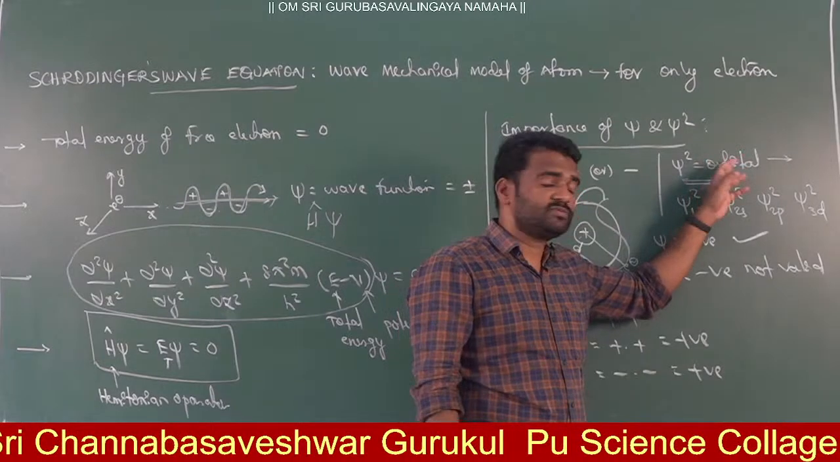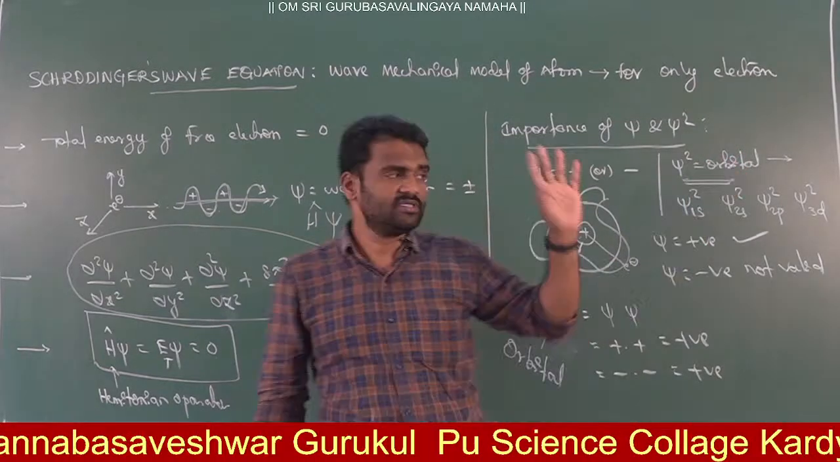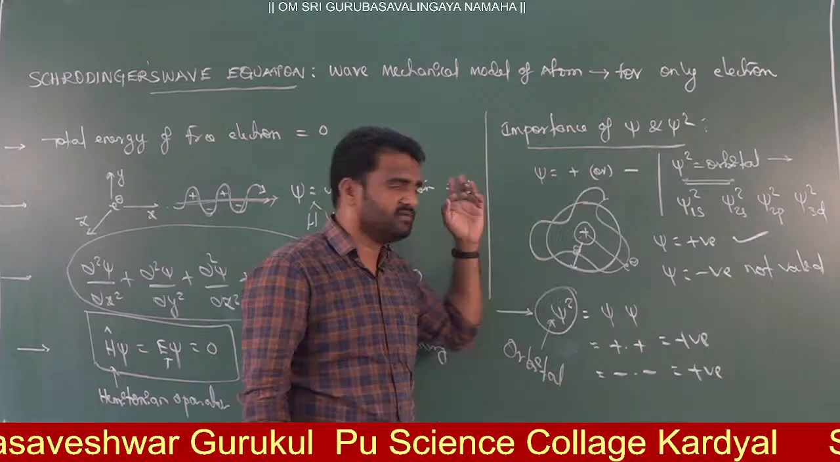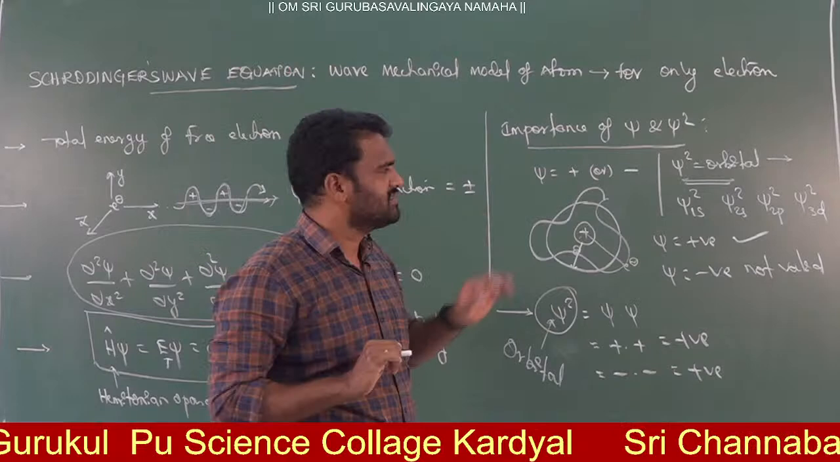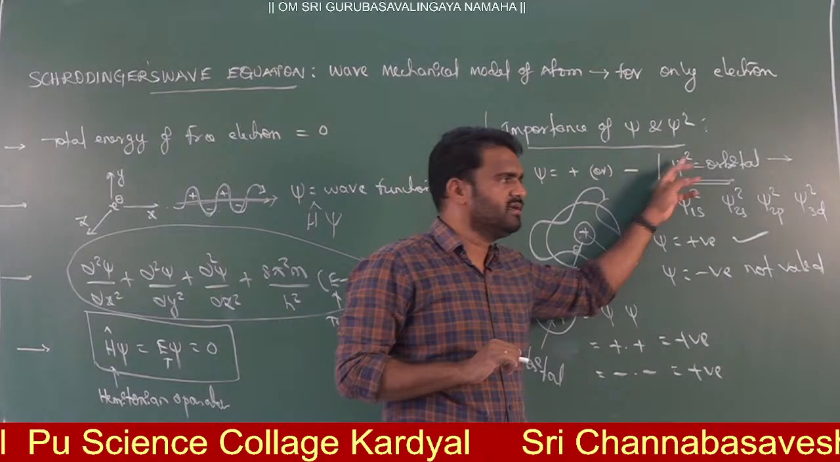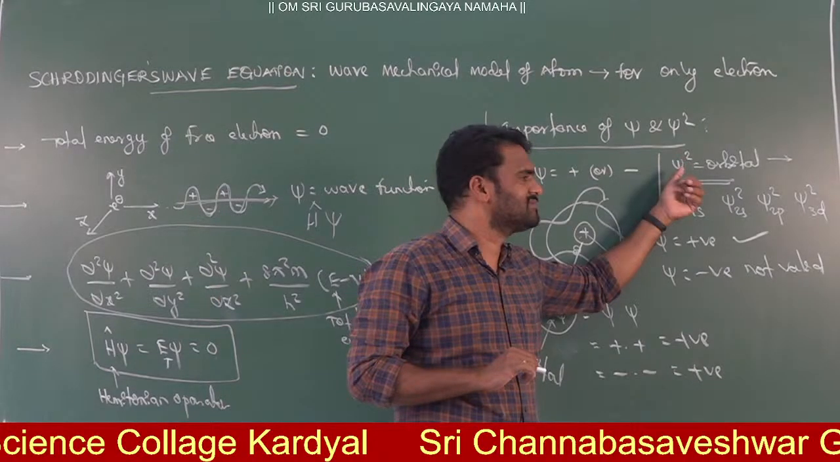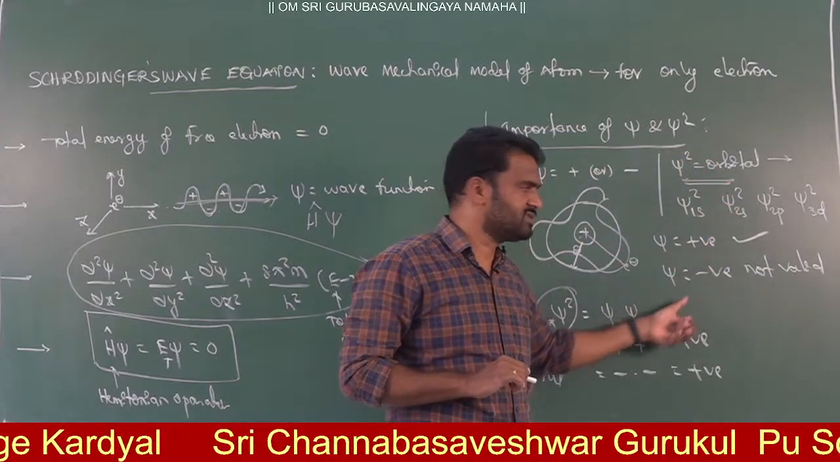This is what spatially imagined means. Imagine spatially: there is a place where the probability of finding the electron is maximum. That place is said to be an orbital. That orbital will be denoted by psi square. So hereafter psi square has importance, but not psi.